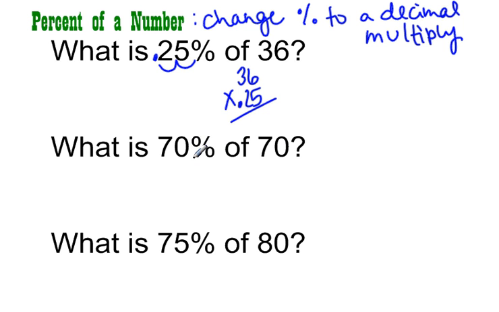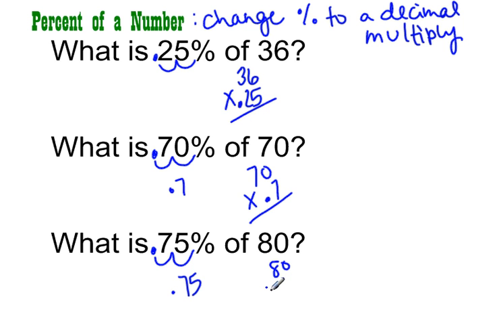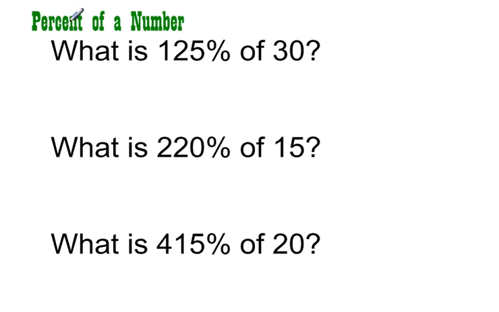70% of 70, I'm going to move the decimal 2 times, 0.7. I'm going to do 70 times 0.7. And 75%, move the decimal 2 times, that's 0.75. I'm going to do 80 times 0.75. So there's 3 calculations for you to finish here. And on this next page, please remember you can pause at any time to copy these down. I've got 3 problems that I would like you to try on your own.